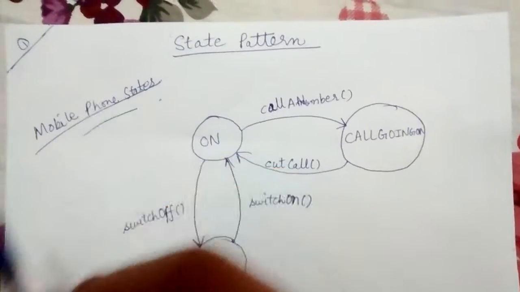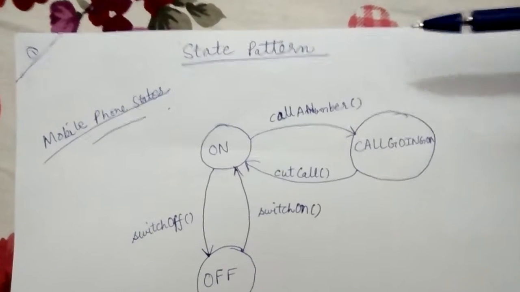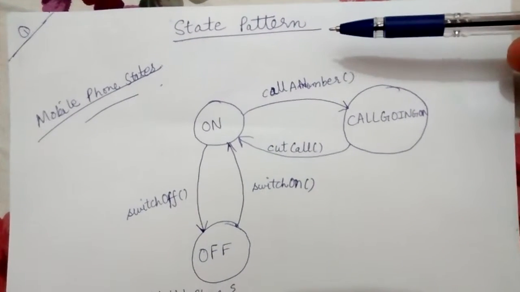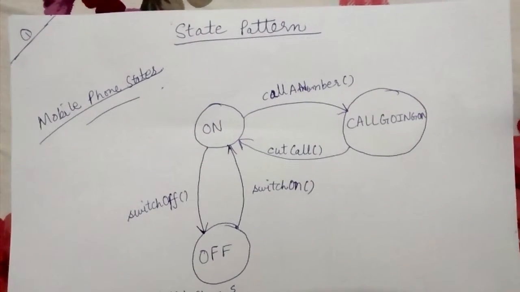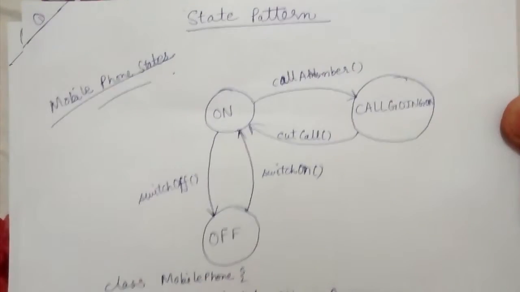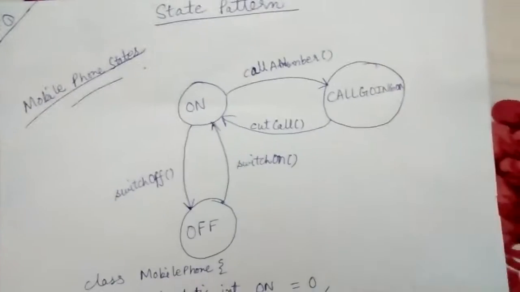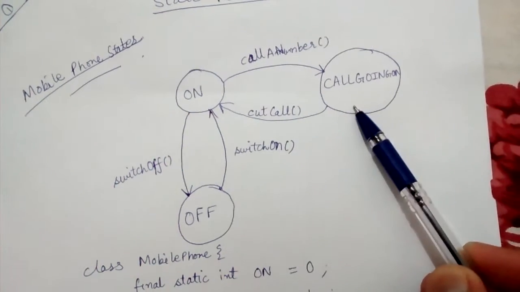Hey guys, so today we will be looking at this very interesting and very important design pattern, which is the state pattern. So let's look at the mobile phone states as an example. So these are the three mobile phone states: on, off, and call going on.